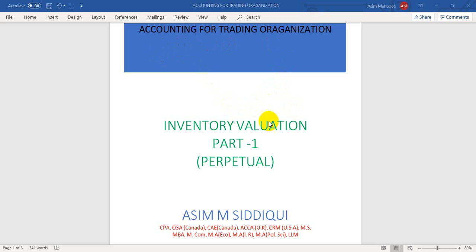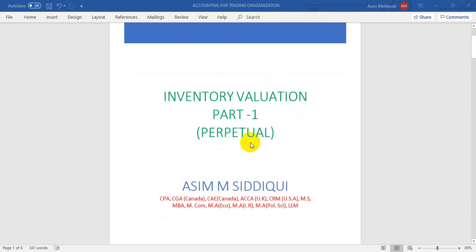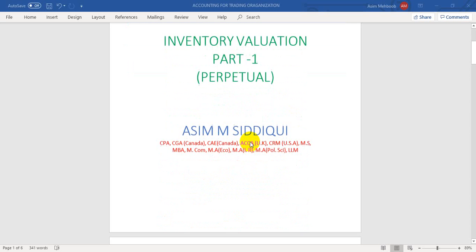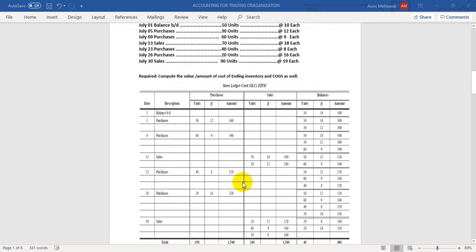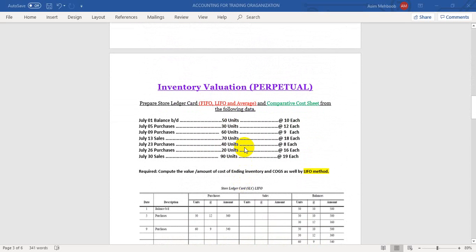As you know, we were doing inventory valuation under the heading of accounting for trading organization, and we have already done the perpetual, the FIFO aspects, first in first out. Now we are moving towards the same question. We are going to take the data, but now we are using the LIFO method, and LIFO stands for last in first out. So, inventory valuation under perpetual inventory system, we have done just FIFO. Now we are doing the LIFO.